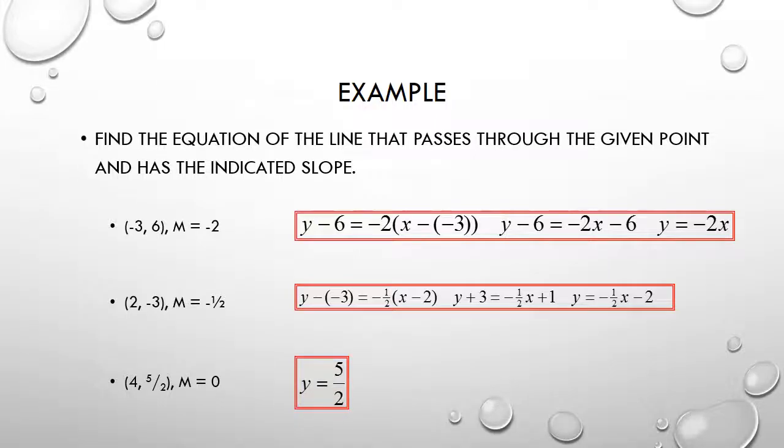And our final equation is y equals 5/2. Our slope is 0. You can put this in point-slope if you want to. You would get y minus 5/2 equals 0 times x minus 4, which would give you y minus 5/2 equals 0. So again, just y equals 5/2.